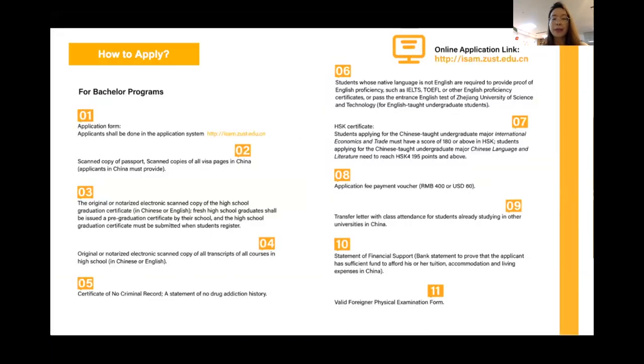Then how to apply? You can ask for help from our partner, the China Mission, for guidance, and you can also check the online application link. All our applications are carried out online. What are the requirements and what documents will be required?